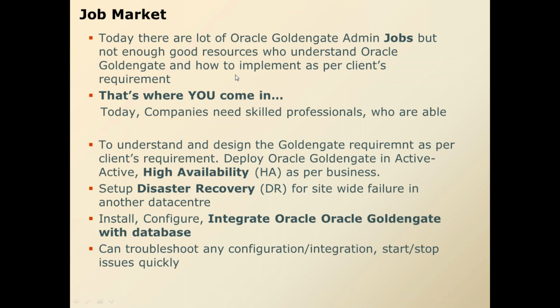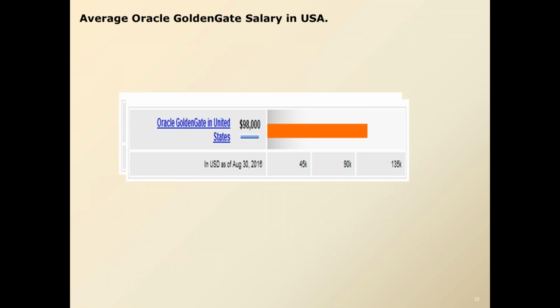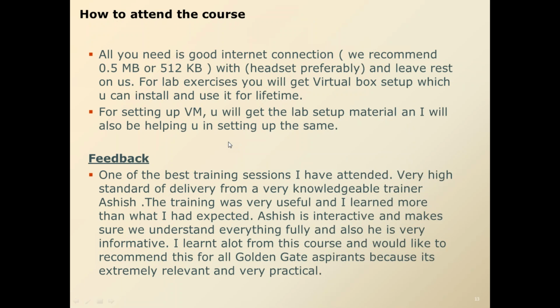So how's the job market in Oracle Goldengate? The Oracle Goldengate job market is very high currently. There are a lot of jobs in the market. If you have Oracle Goldengate, you're standing out in whatever interviews you go into. The average Goldengate salary in the USA as of August 30, 2016 is 98,000 US dollars. This figure is taken from Indeed.